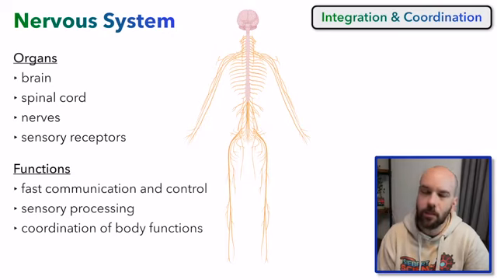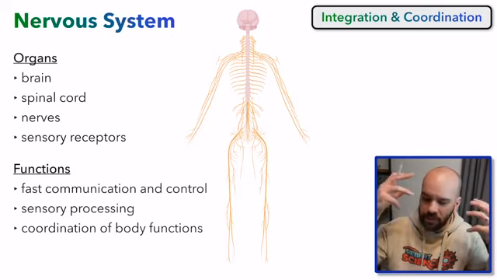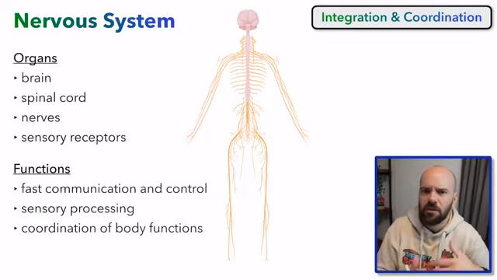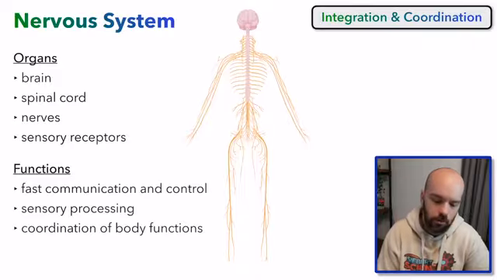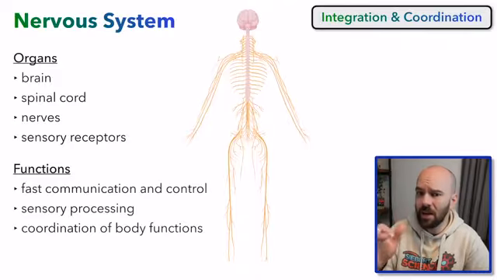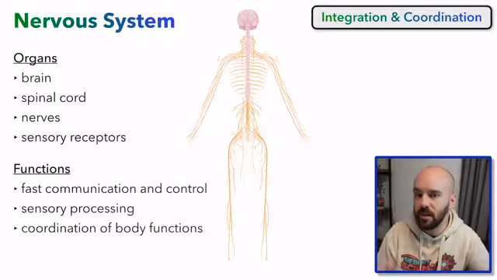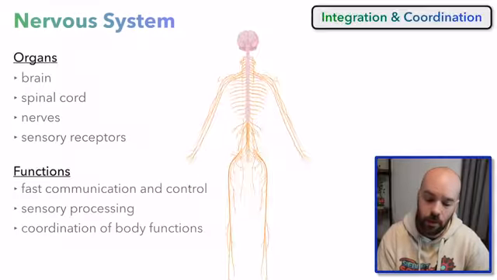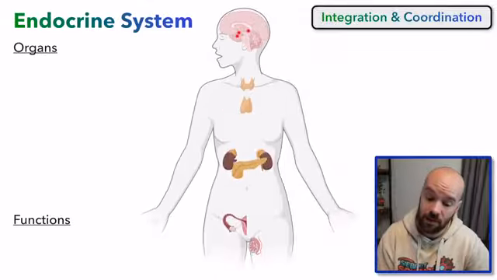And so this would be things like breathing and heart rate, your digestive system. Your nervous system is really going to be controlling all of those different responses. Your stress, things like that, it's all controlled by the nervous system. Again, brain, spinal cord, nerves, and it's going to be fast communication and control and sensory processing. It's going to tell all the other systems what to do, including our next system, the endocrine system.